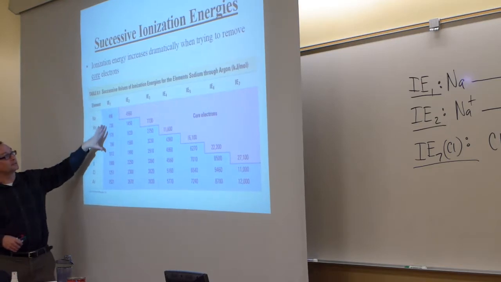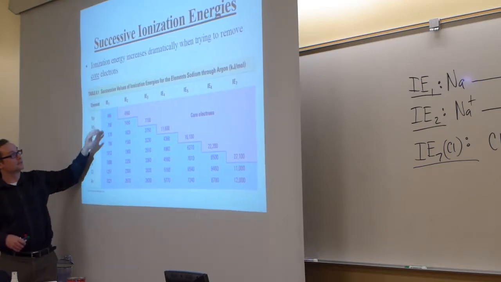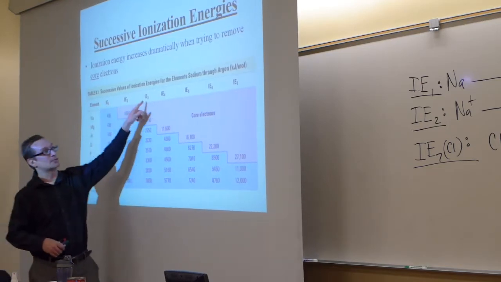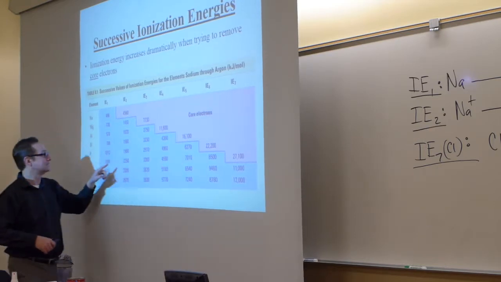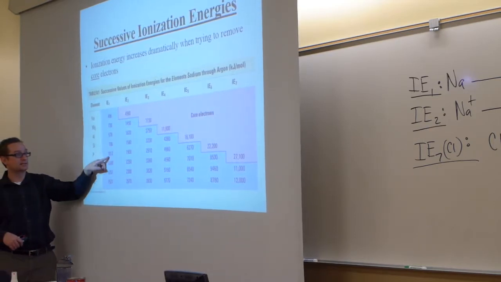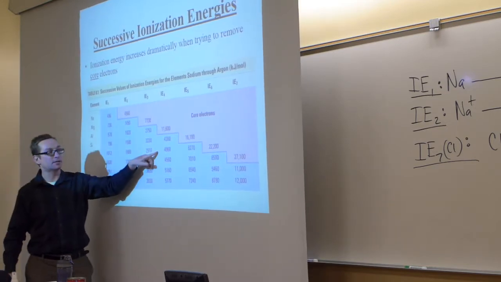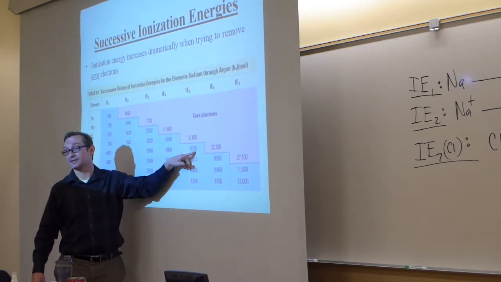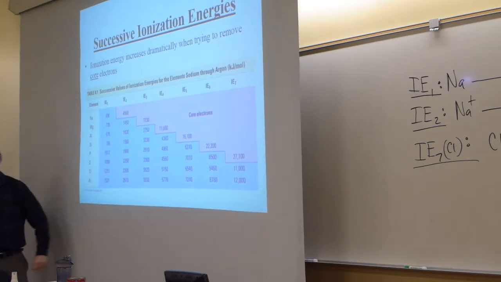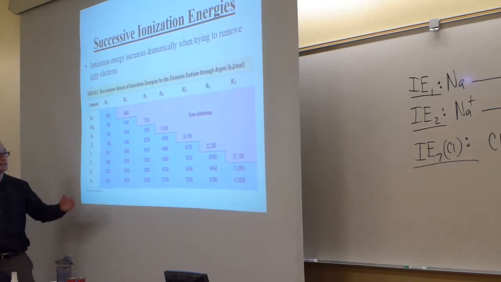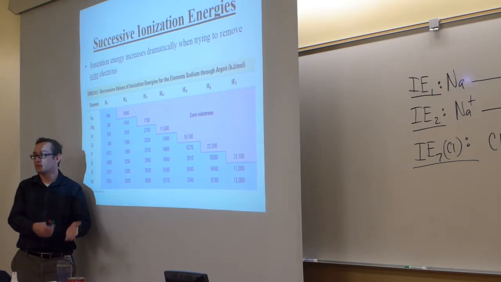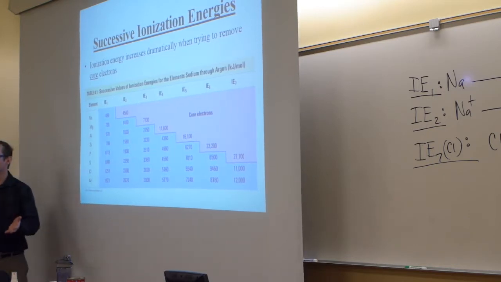So here's what I also want you to notice. As you're going up in ionization energy, like let's take phosphorus, as you go from IE1 to IE2 to IE3, what do you notice? What are the numbers doing? They're increasing, right? So with each successive electron you're pulling off, you have to put in more energy to do that. Why?